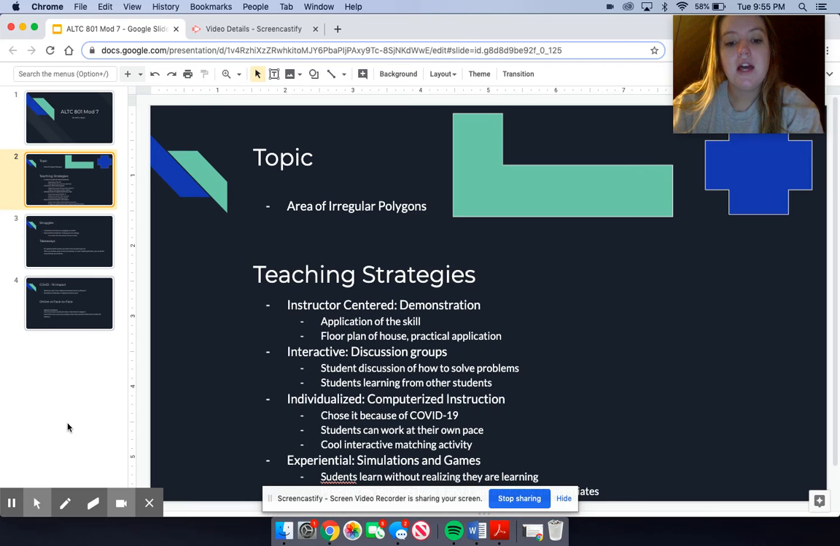For individualized, I chose computerized instruction, and I chose this mainly because of the coronavirus. I just wanted a lesson that would work if it was not in school and face to face. I like it because students can work at their own pace, and I found a really cool interactive matching activity where students can draw the lines in the shape on the program.